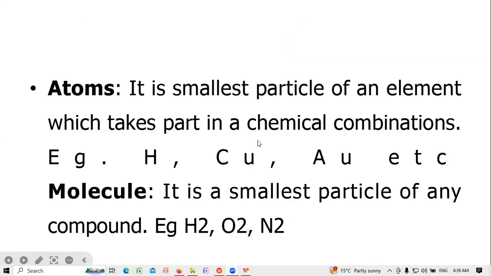Atoms. An atom is the smallest particle of an element which takes part in chemical combination. For example, hydrogen, H, copper, Cu, gold, Au, etc. Molecule. It is the smallest particle of any compound. Example, S2, O2, N2.